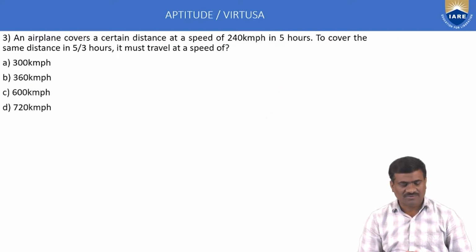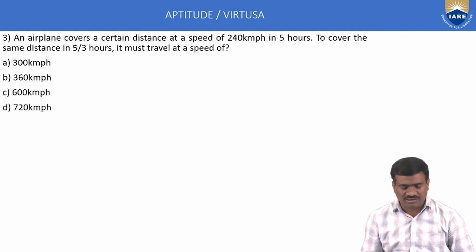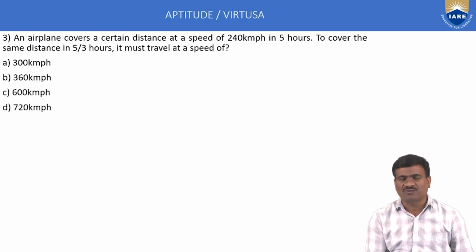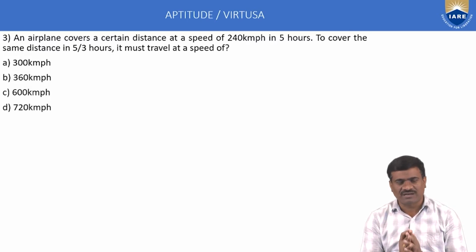Okay, right. In the next third example, an aeroplane covers a certain distance at a speed of 240 km per hour in 5 hours. To cover the same distance in 5 by 3 hours, it must travel at a speed of. To calculate speed, speed is equal to distance by time. Speed application, distance by time.